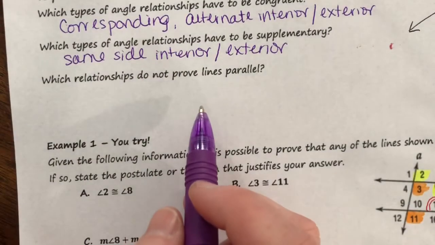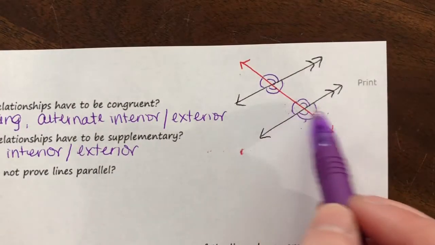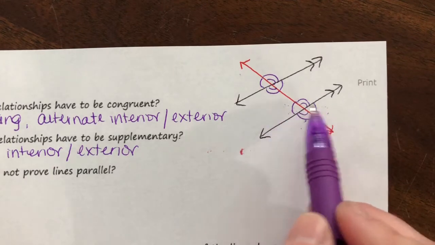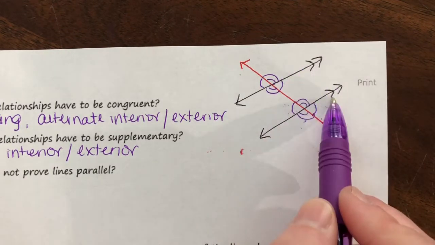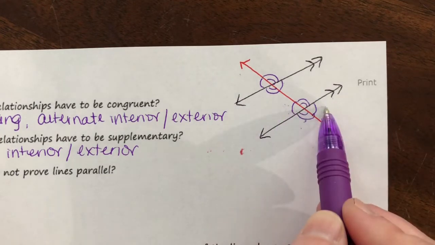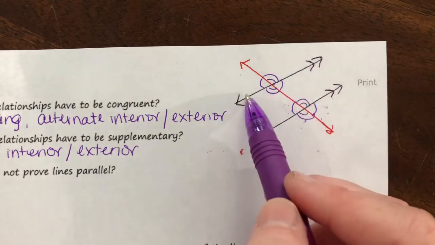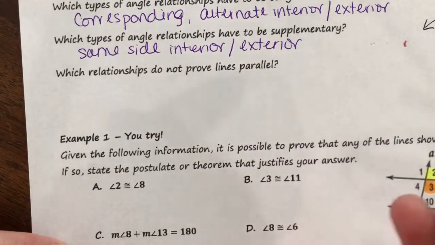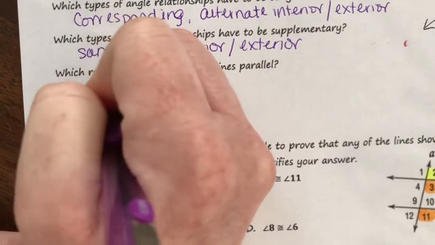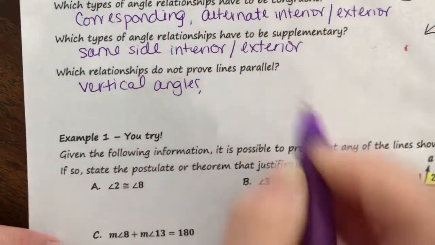What are some angle relationships that don't have anything to do with whether lines are parallel or not? Well, what about vertical angles? If I said these two angles are congruent, does that have anything to do with proving these two lines parallel? No, because both of these vertical angles are on one line. They have nothing to do with this line. So even though vertical angles are congruent, that's a relationship, they do not prove lines parallel. So we'll say vertical angles.